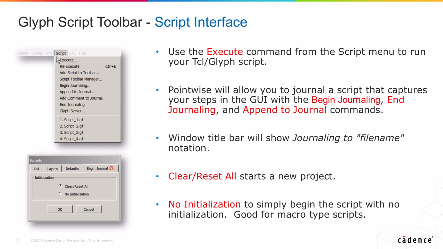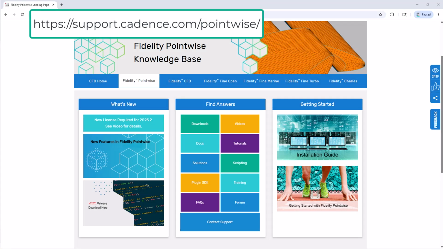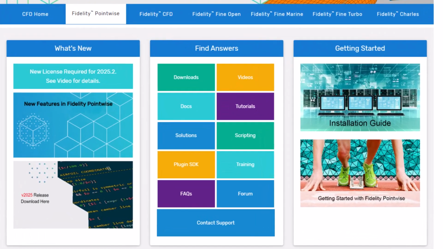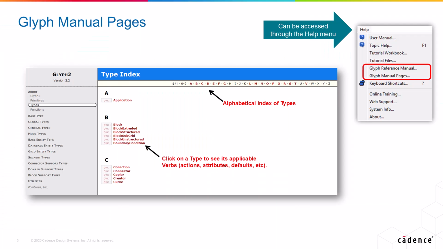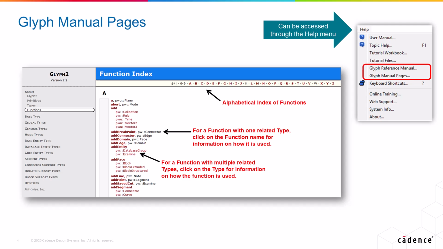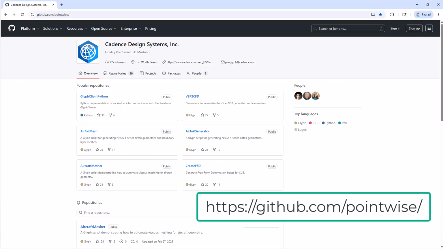And all of these capabilities are packed right here in the script menu in the Pointwise GUI. Here you can start journaling by recording all the steps you take interactively, so you could later replay that script to repeat the entire process. And you can also write your own scripts tailored for your specific applications. The Glyph documentation is available with detailed info about each command and some examples. Additionally, you have access to many scripts available on our GitHub page.